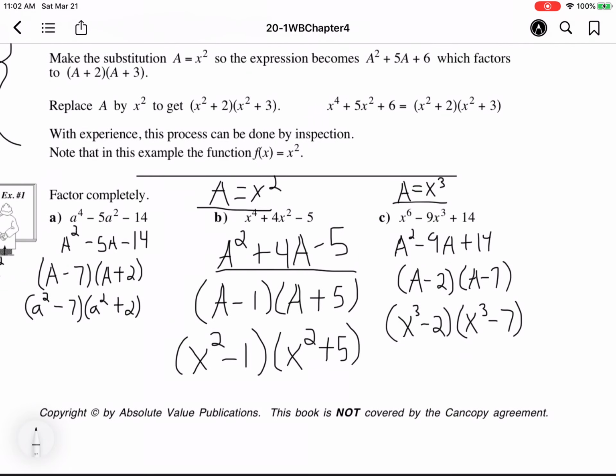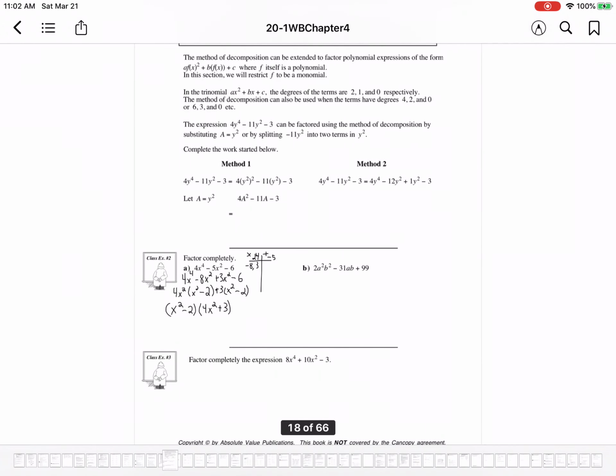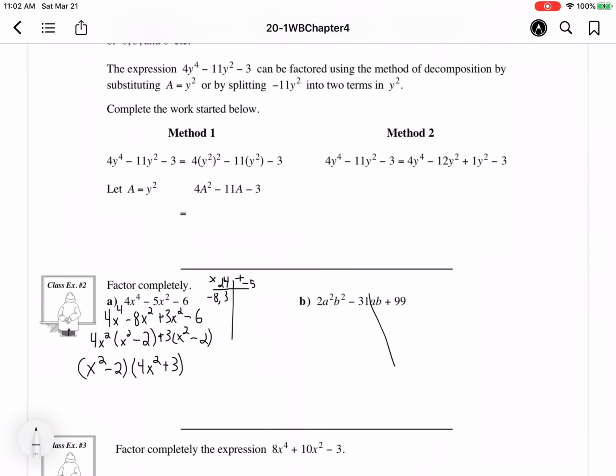That's the substitution method. Once you get good at this method, you won't even need to do the substitution, and we'll see that on the next page. So method 1 is using the substitution, and method 2 is just looking at it, noticing the patterns, and doing the same. We're just looking at the whole numbers, without doing the substitution. As long as it follows that pattern of degrees, 4, 2, 0 or 6, 3, 0, or anything like that, we can just solve it the same way. As you can see here, I've done this first question without substituting.